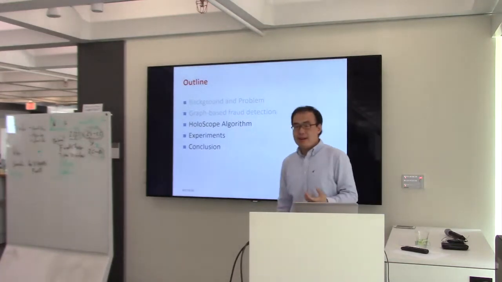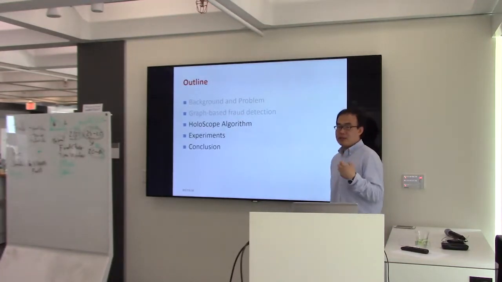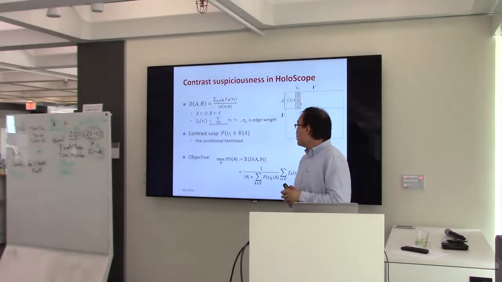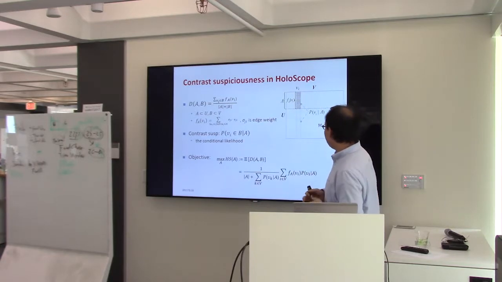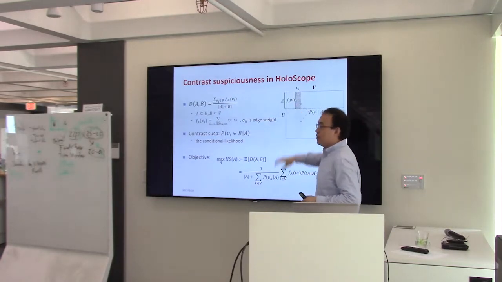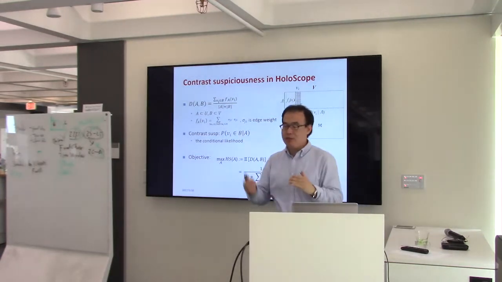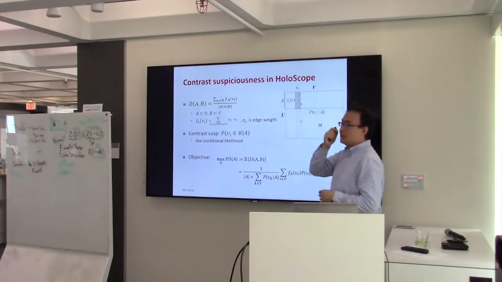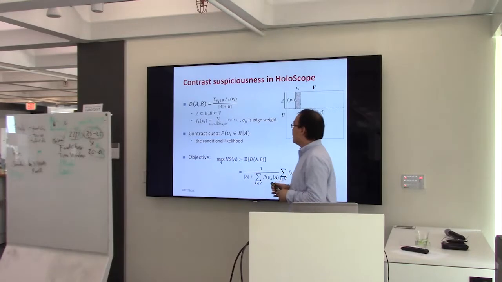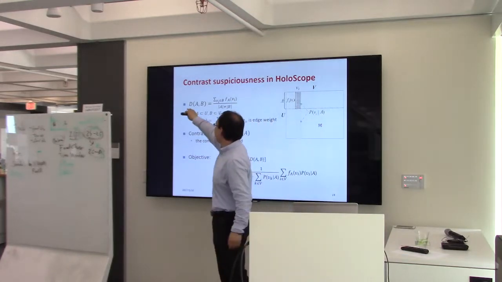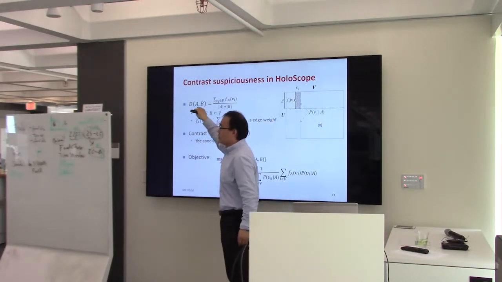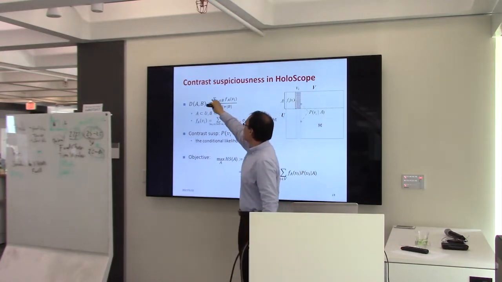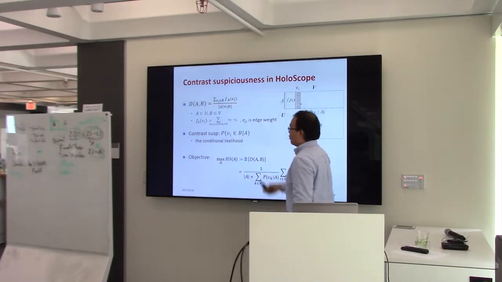Okay, let's look at some details of our HoloScope algorithm. So how do we solve the hyperbolic problem, to avoid the hyperbolic community? We define some contrast distributions in the HoloScope. First of all, we also have the goal. The objective function will be the average degree, as shown in the previous slides.